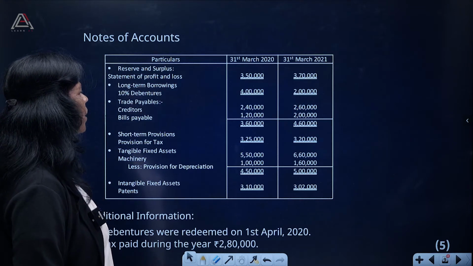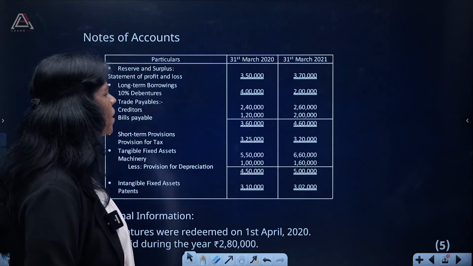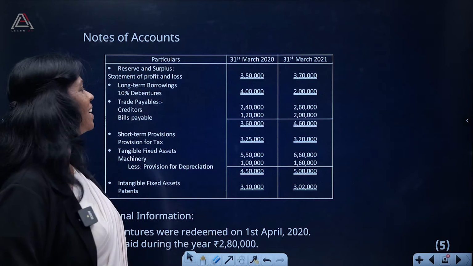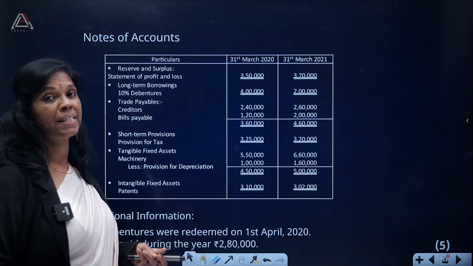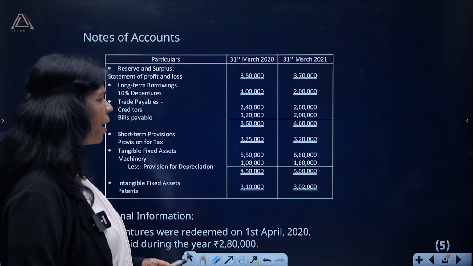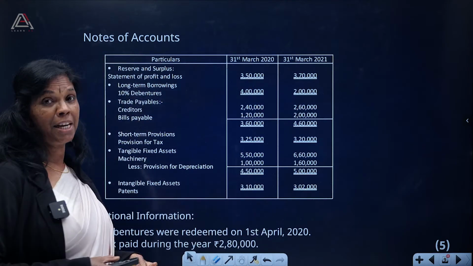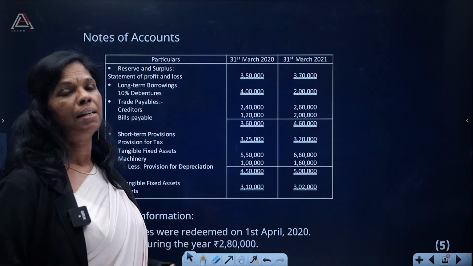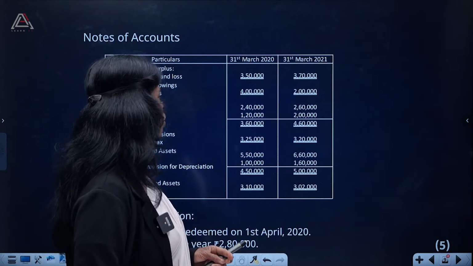In the notes to account, you can see reserves and surplus, that is the statement of profit and loss, first year 3 lakh 50,000, second year 3 lakh 70,000. Then long term borrowing, you can see 10% debentures, first year 4 lakh, second year 2 lakh. Under trade payable you can see creditors 2 lakh 40,000, then 2 lakh 60,000. Bills payable 1 lakh 20,000 and 2 lakh.